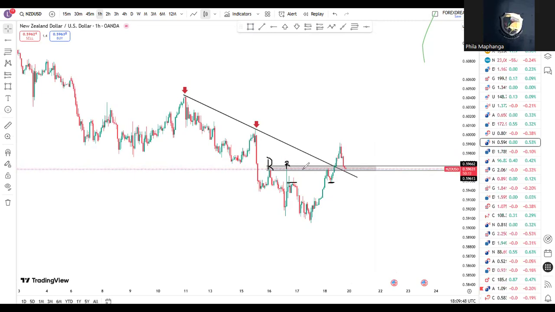Now, the resistance you see here, it was broken here. And the same resistance that was broken, now the market is back to that resistance to test it as what? As support. Again, those who are trading trend lines here, they'll be looking for what? They'll be looking for buying opportunities because their trend line was broken. Those who are trading support and resistance will be looking for what? Buying opportunities because their resistance was broken. Now they are looking for what? Buying opportunities.